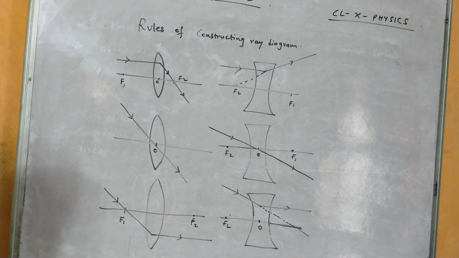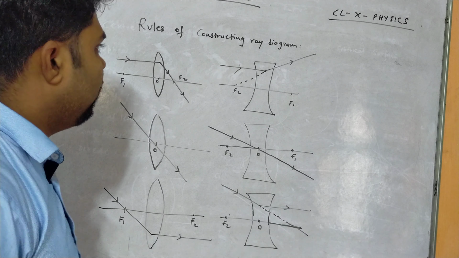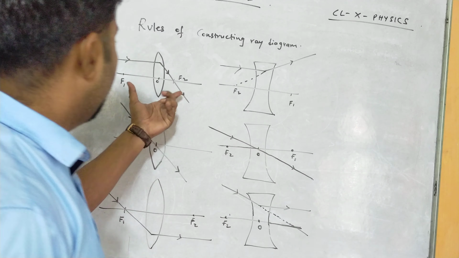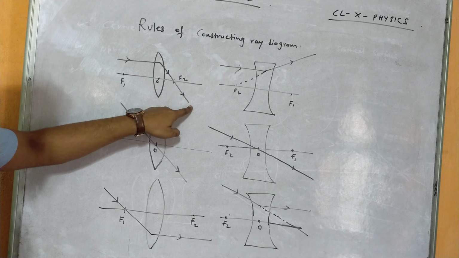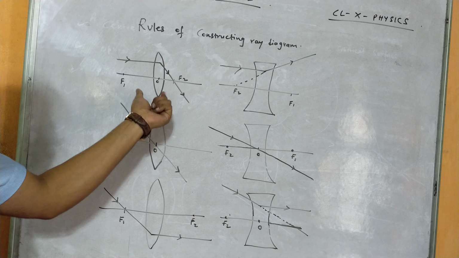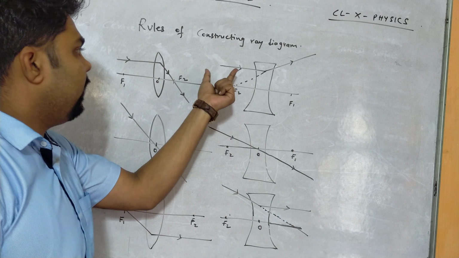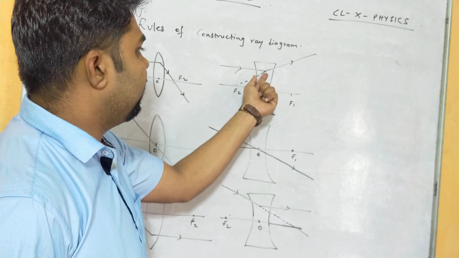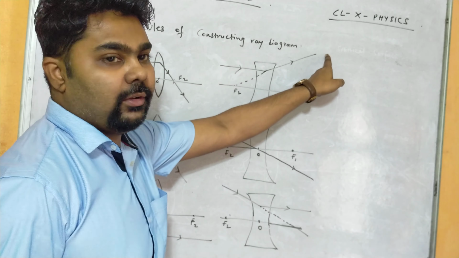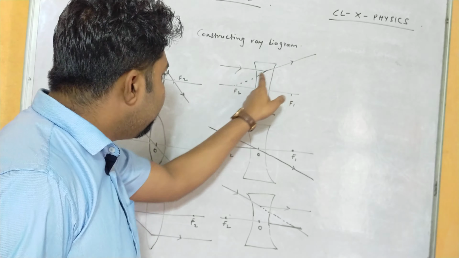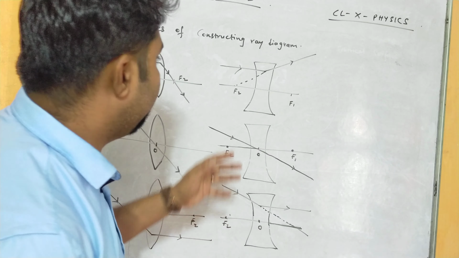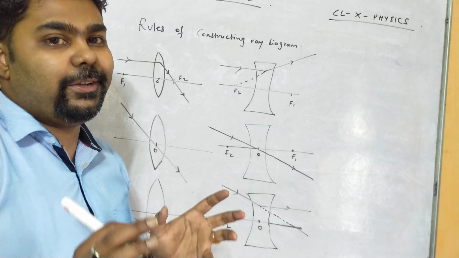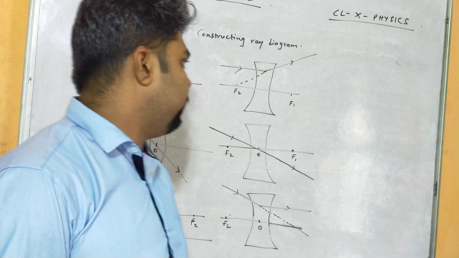So here you see the different rules of drawing ray diagrams. First, when the ray of light is passing parallel to the principal axis, it passes through the focus, right, in case of a convex lens. But in case of a concave lens, when the ray of light is parallel to the principal axis, they appear to diverge. Now here it appears to meet on the same side, that is a virtual image here, which we will go through in detail in our next video.